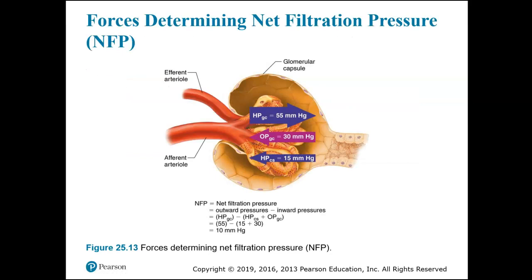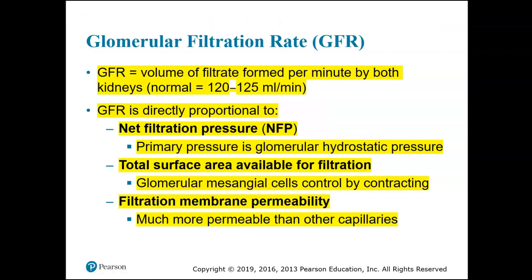And there's this whole talk about pressures, but we're really going to be more concerned with the net filtration pressure. Net filtration pressure comes from the forward pressure of your blood. This is the hydrostatic pressure, or the blood pressure, which has to be greater than the pressures opposing it. And it is, in healthy kidneys.